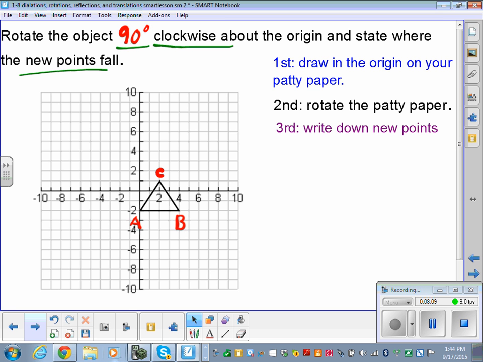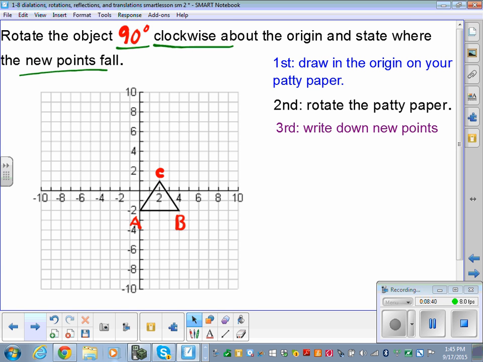Now I'm going to take this and rotate it 90 degrees clockwise. Clockwise will be this way, right? So I'm going to flip it once around. That's 90 degrees. Now I line it back up. Very important, you line it back up. Now I see exactly where C falls, where B falls, and A falls. Does everybody see it? Let's quickly write down the points, because I can't draw on it, since my patty paper will be covering the picture. So I'm going to write it on the patty paper and then use it.